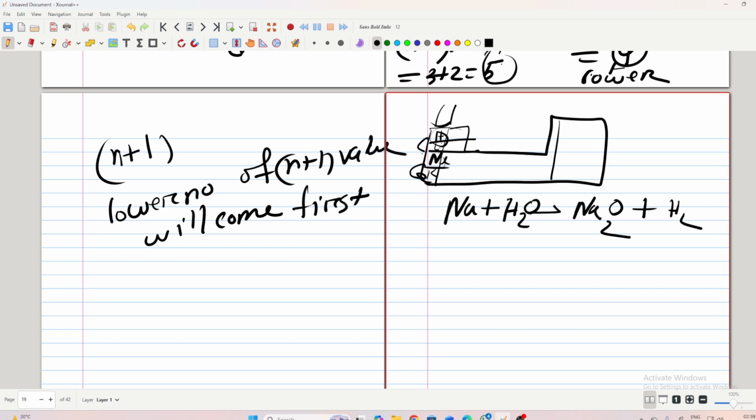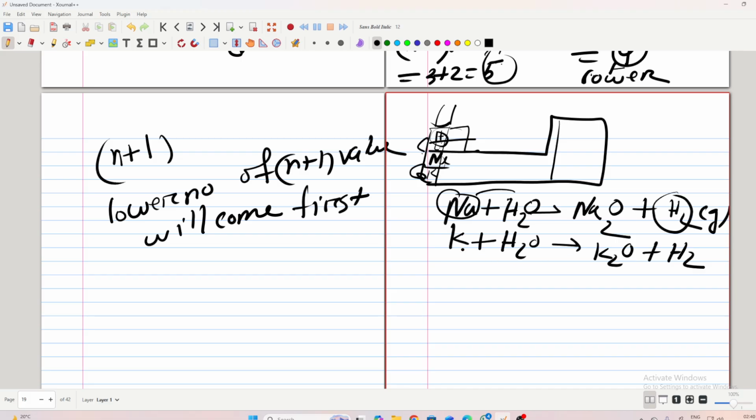Same, potassium also reacts with water and gives potassium oxide plus hydrogen gas. So hydrogen gas. See, sodium reacts with water and gives hydrogen gas, potassium reacts with water and it also gives hydrogen gas. So their behaviors are the same. So the elements of the same group behave almost in the same way. Am I clear?